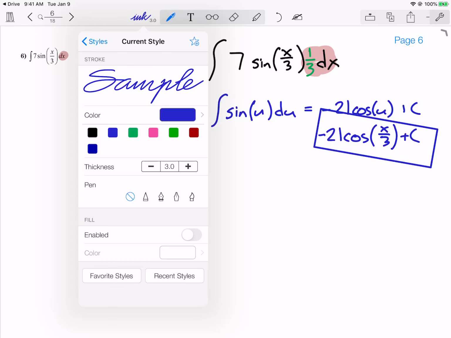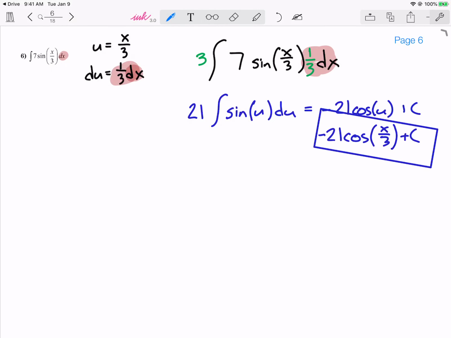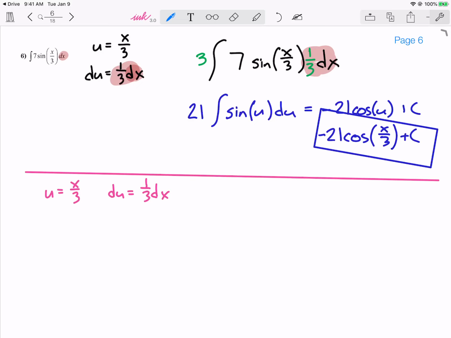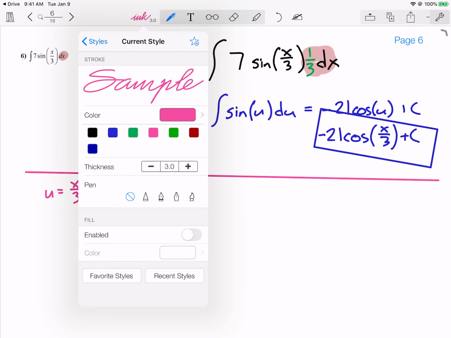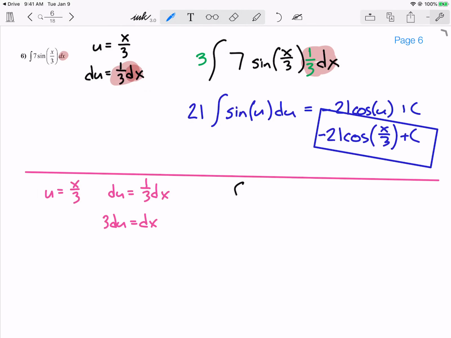So I'm going to do this in pink just because most people don't do it this way. I'm going to write u equals x over 3 again. du equals 1/3 dx. I'm going to solve this for dx. So if I multiply both sides by 3, I've got 3 du equals dx. Now I'm going to replace everything in the original accordingly. So the 7 sticks around. It has nothing to do with x or u. x over 3 is u. dx is 3 times du.